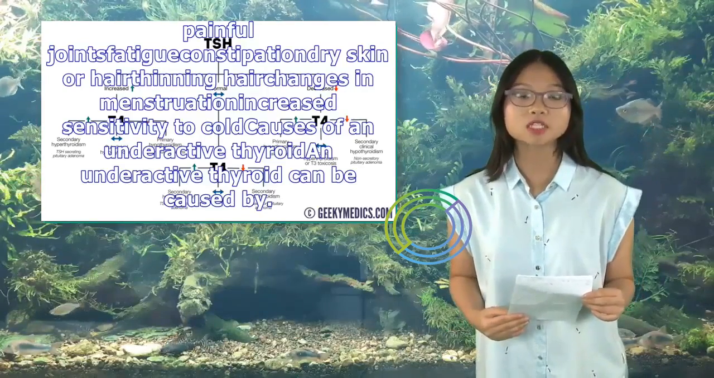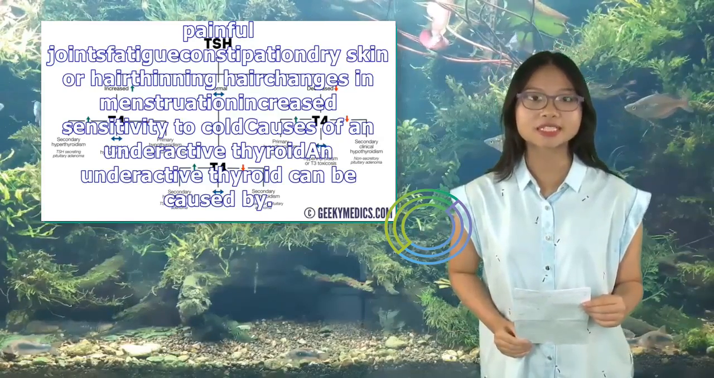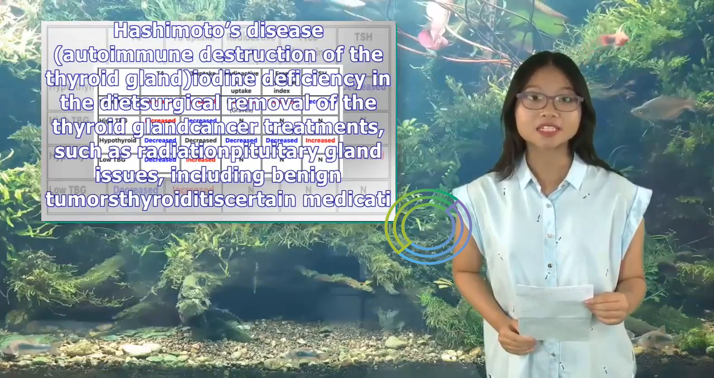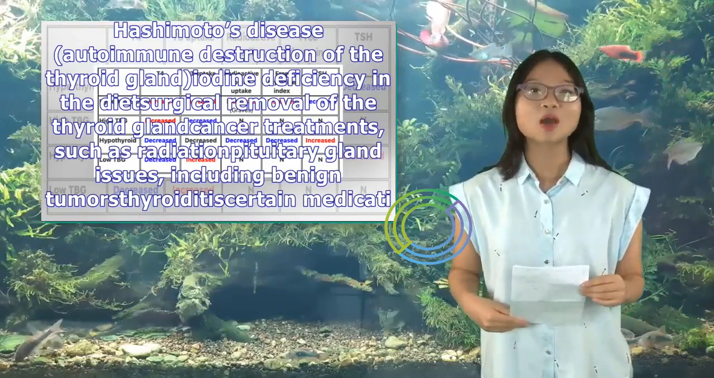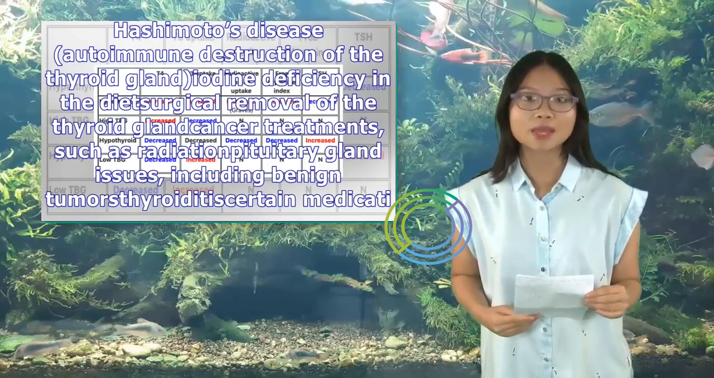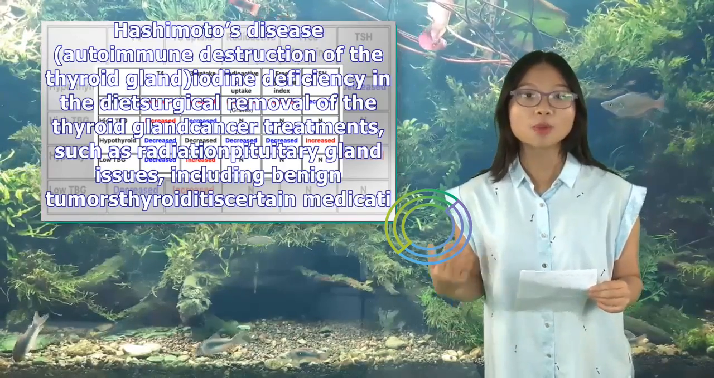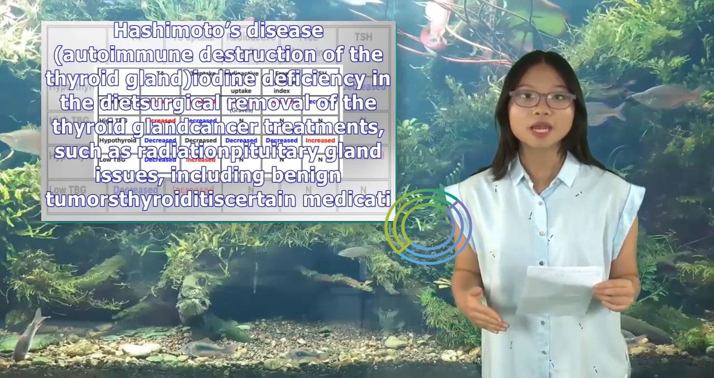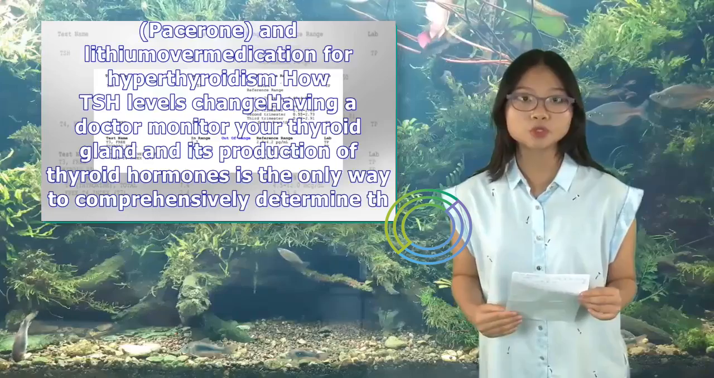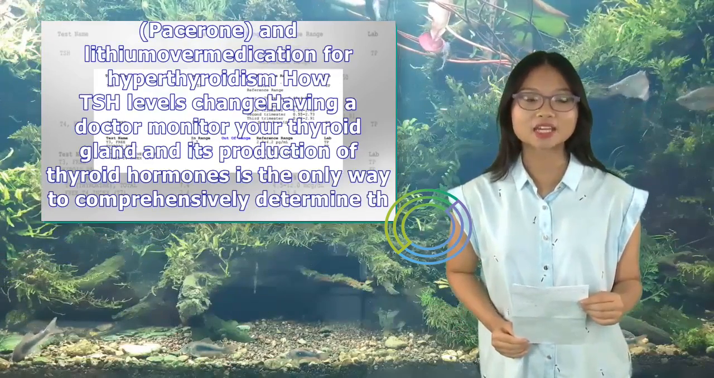Causes of an underactive thyroid. An underactive thyroid can be caused by Hashimoto's disease, autoimmune destruction of the thyroid gland, iodine deficiency in the diet, surgical removal of the thyroid gland, cancer treatments, such as radiation, pituitary gland issues, including benign tumors, certain medications, like amiodarone, Pacerone, and lithium, over medication for hyperthyroidism.